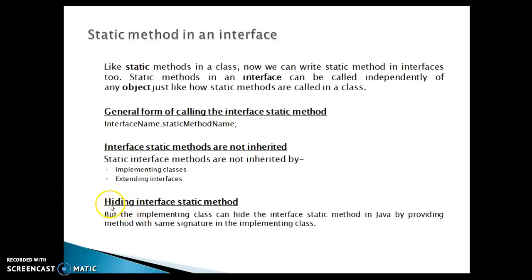Now the next concept is hiding interface static methods. The implementing class can hide the interface static method in Java by providing a method with the same signature in the implementing class.